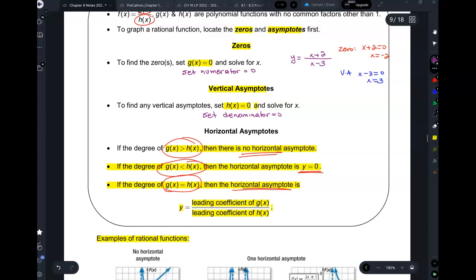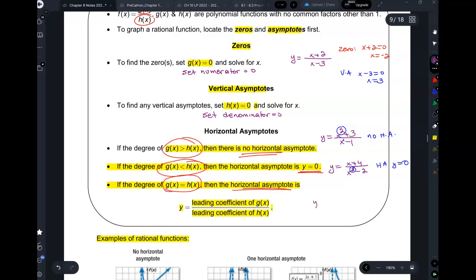Okay, so let's take a few examples. So suppose you have y equals x squared plus 3 over x minus 1. What's the degree on the top? 2. It's higher than the degree on the bottom. So there is no horizontal asymptote. Okay. Suppose you have y equals x plus 4 over x cubed minus 2. Who has a higher degree? The denominator has a higher degree, so the horizontal asymptote is automatically y equals 0.